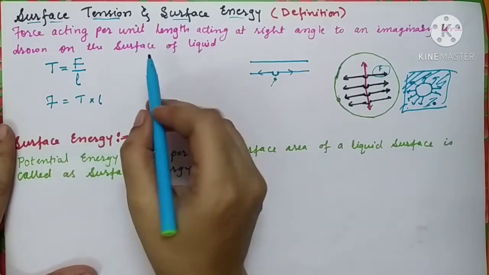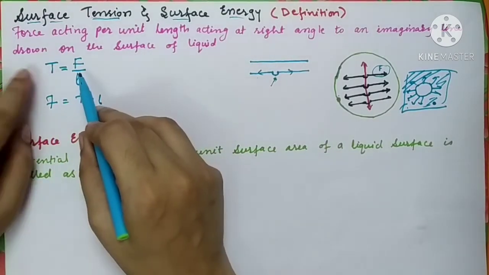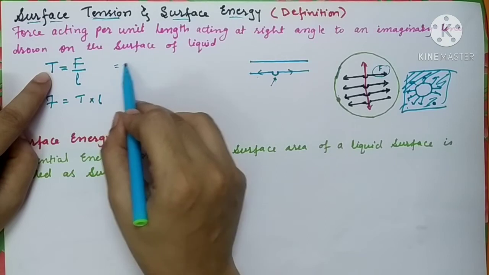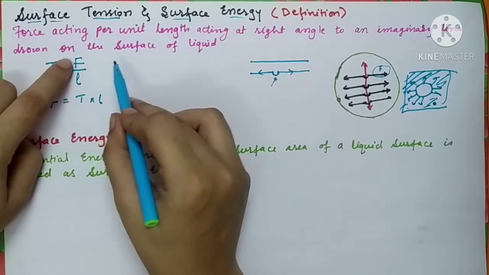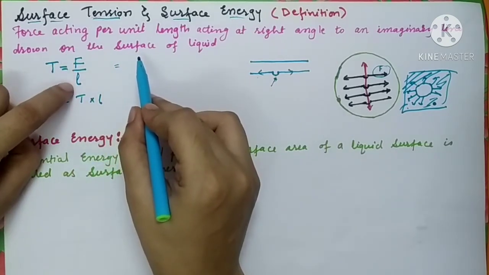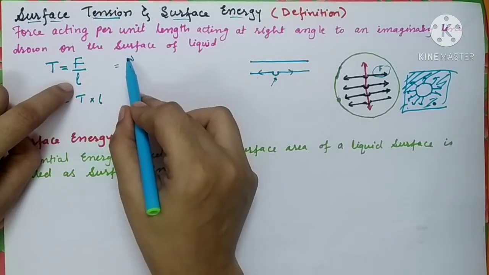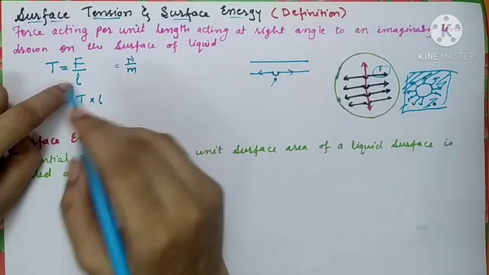Now let us find out the unit of this surface tension. What is the unit of force? Surface tension will have the unit. Unit of force is Newton. Unit of length is meter. So it is Newton per meter.